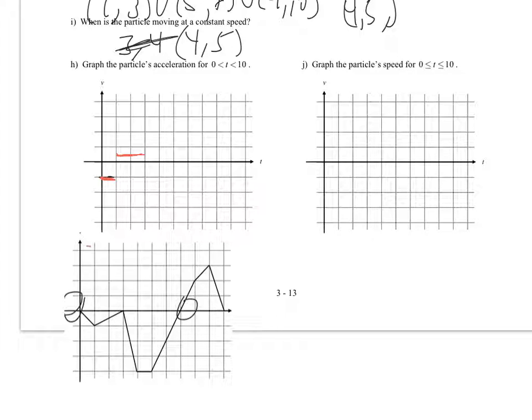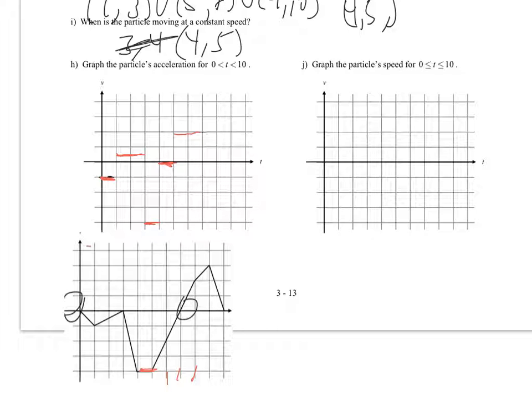Or between 3 and 5. Between 3 and 4, boy, I'm messing that up. Between 4 and 5, the slope is 0, because that's a constant slope, right? Then between, let's see, from 6, 7, 8, I'm seeing a slope of +2.